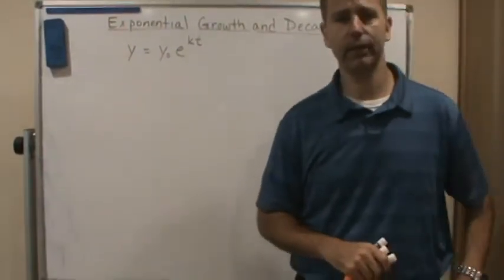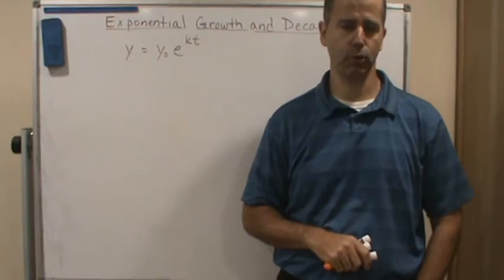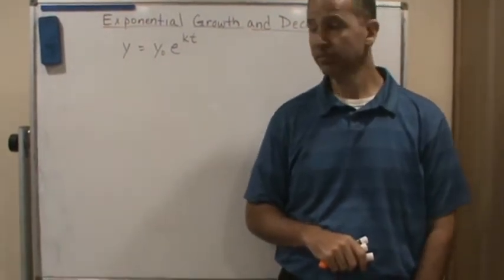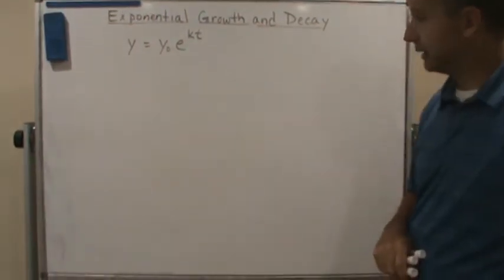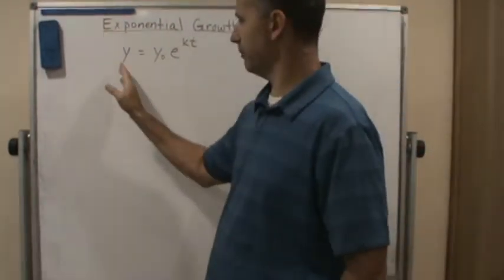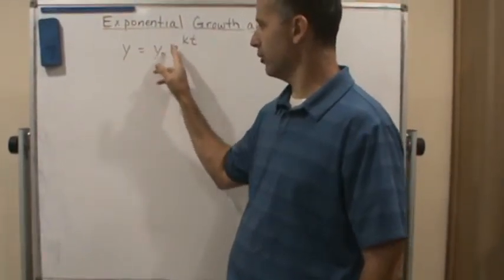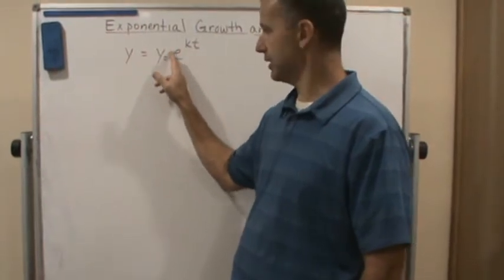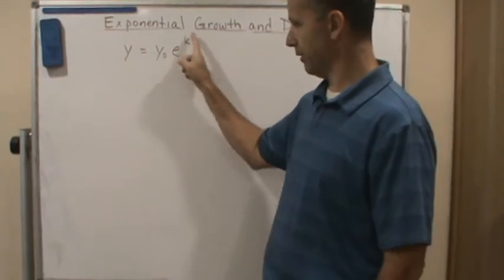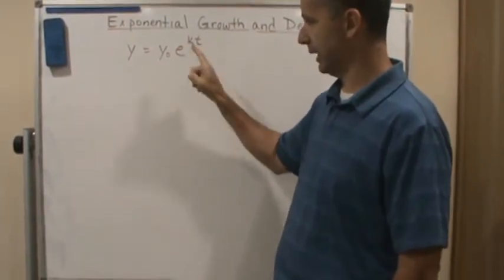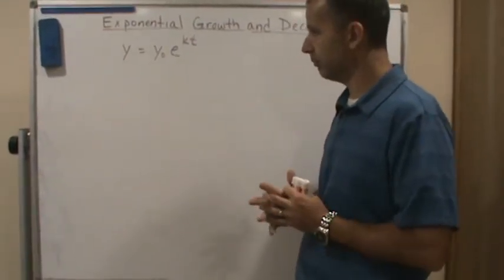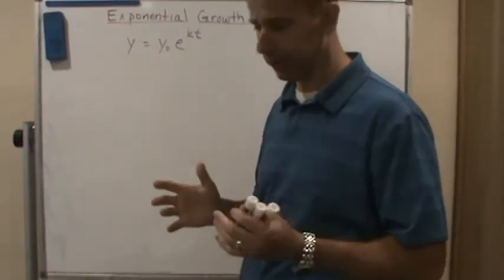Okay, so welcome, and today we're going to start talking about exponential growth and decay functions, particularly certain types of models. In this case, we have a typical growth model, and so we have the function y equals y naught, or y sub 0, which is the initial value of the function. And then we have the exponential part, e to the kt, where k is a positive constant, what we call the growth constant.